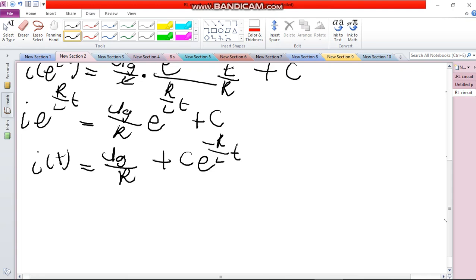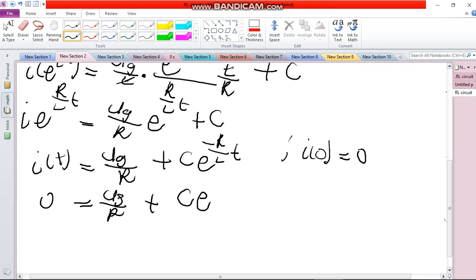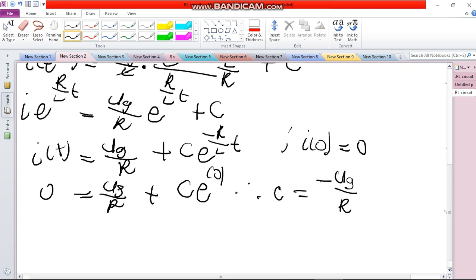Now we can calculate the value of C by saying I of 0 is equals to 0. So I'll have 0 equals Ug over R plus C e to power 0. Anything raised to 0 is 1. Therefore, my C will be equals to negative Ug over R. Let's substitute our C back to the equation.